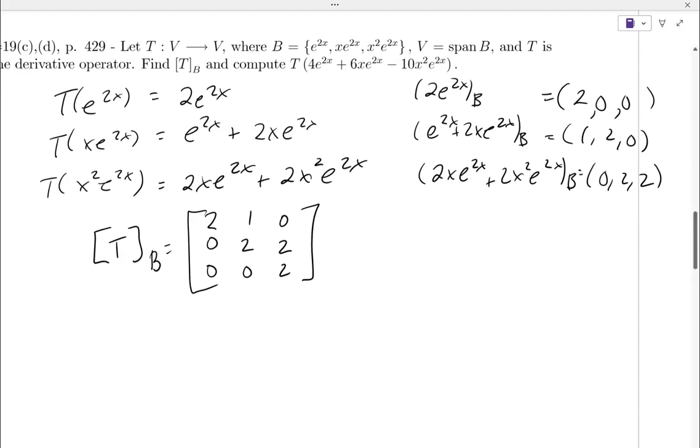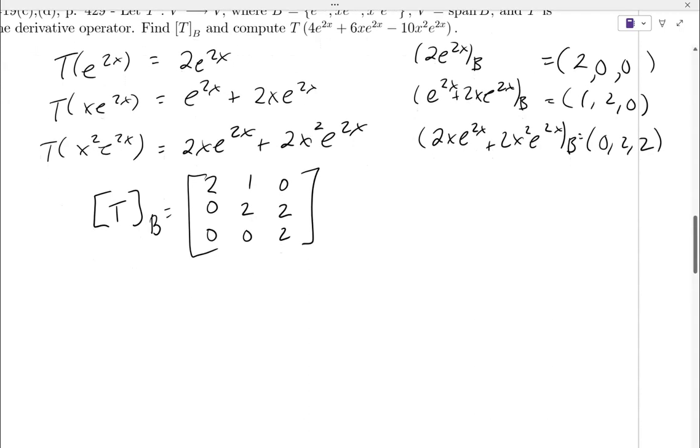Okay. Now, when it asks us to compute the transformation, we can do that again by using the matrix we just found and doing matrix multiplication.